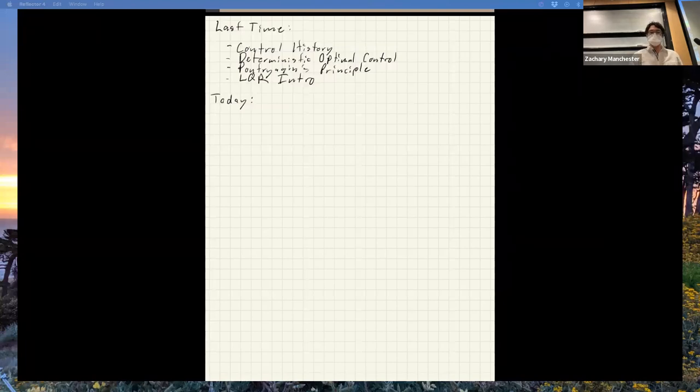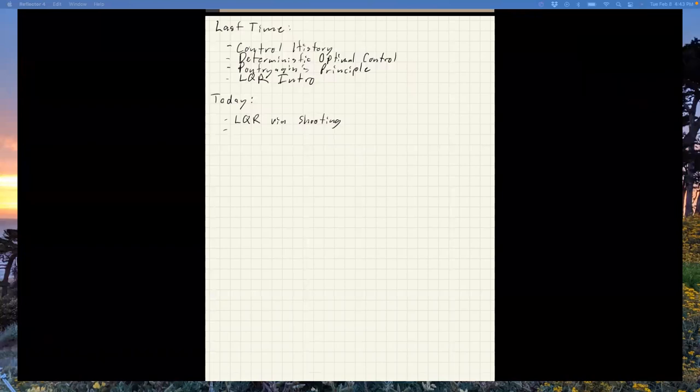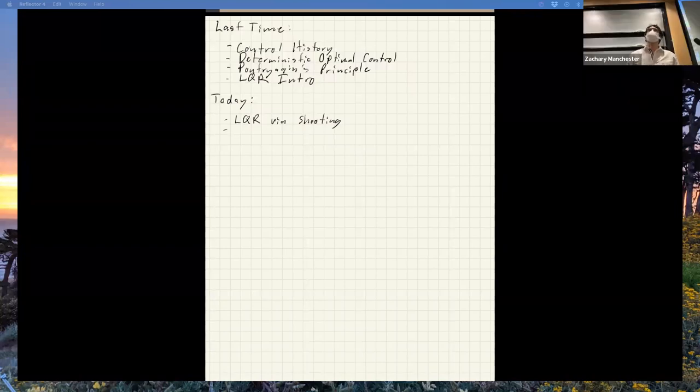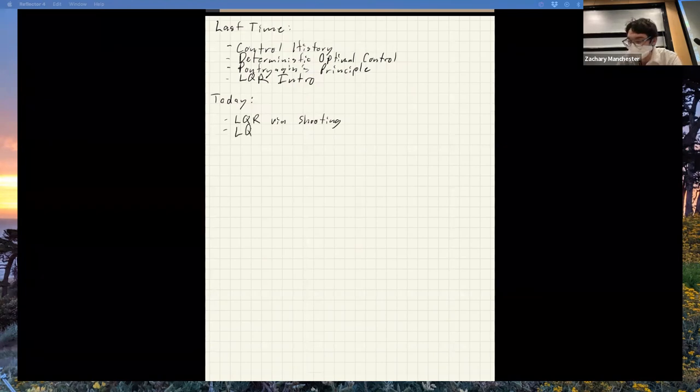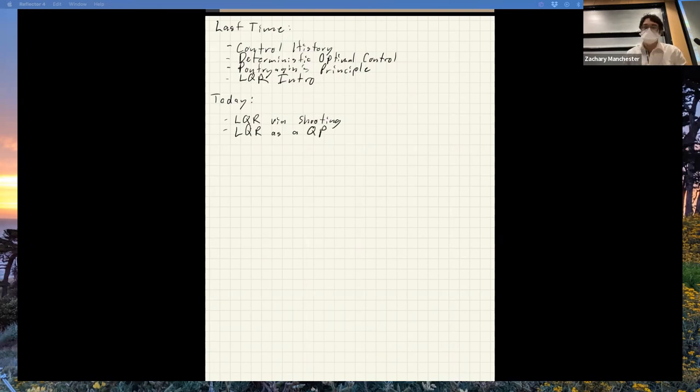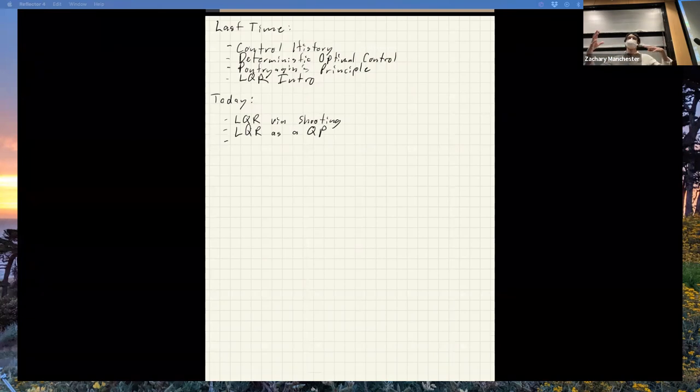So today we're gonna talk about lots of LQR, basically. In particular, we're going to use the indirect shooting stuff that we talked about last time to solve the LQR problem first. Then we're going to take a closer look at the LQR problem as a QP, a quadratic program, like you've got on your homework, right? And then hopefully we'll have time to dig into the structure of that QP. When I say structure, I mean specifically sparsity pattern structure in the matrices that make up the QP.